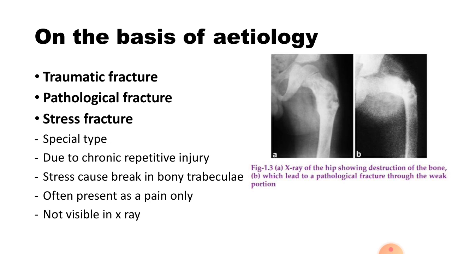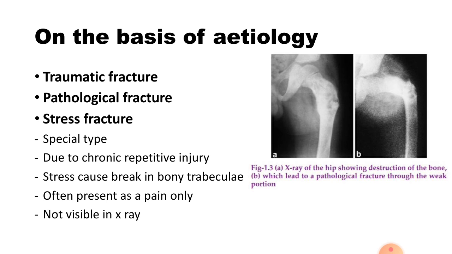Second is pathological fracture, which occurs due to the presence of some pathology in the bone. Let's say, for example, tuberculosis of a bone, which will cause weakening of the bony architecture and result in a pathological fracture. So in this figure, you can see an X-ray of the hip showing destruction of bone, which led to a pathological fracture through the weak portion.